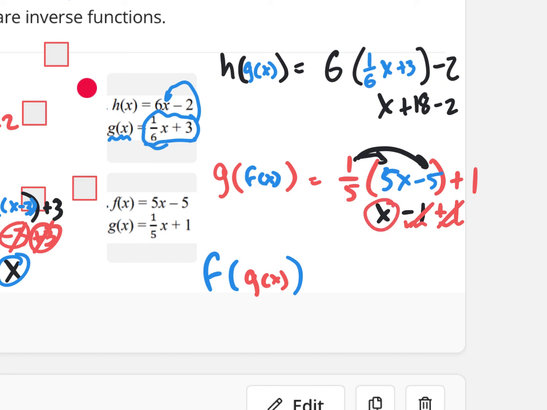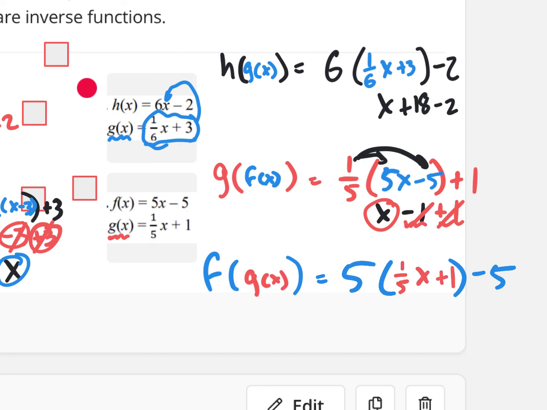Now let's verify it the other way around. If we already plugged in f into the g, now let's plug g into the f. So again, f is the bigger function on the outside, and we're plugging in g on the inside, smaller. I'm going to write this pretty big with big parentheses in place of x. So I have 5, big parentheses in place of x, minus 5, and we're plugging in the red g of x function, 1/5 x plus 1.